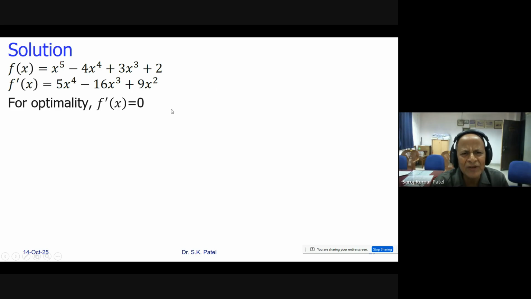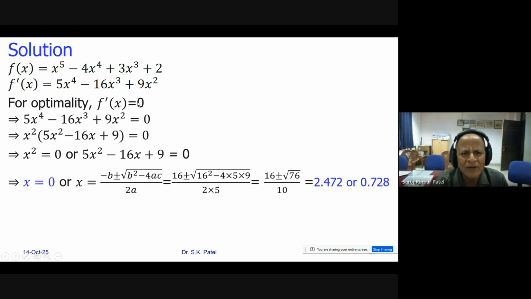So this is the first derivative. And for optimality, the first derivative must be equal to 0. And then we'll solve it. So 5x to the 4 minus 16x cubed plus 9x squared is equal to 0. So on the left hand side, we can take x squared common. So we'll get x squared times (5x squared minus 16x plus 9) is equal to 0. So the left hand side is a product of two factors. That means x squared is equal to 0 or the second factor, that is 5x squared minus 16x plus 9, is equal to 0.